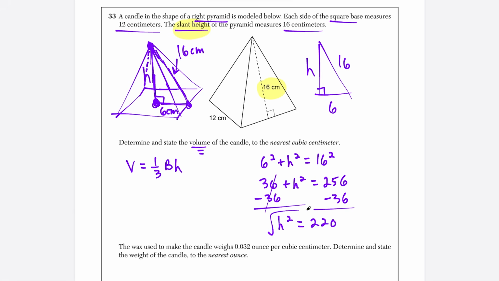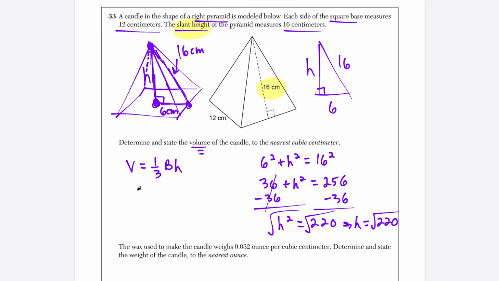So now to solve for H, we just take the square root of both sides. And this tells us that H is equal to the square root of 220. And this we don't actually have to simplify to simplest radical form because we are rounding to the nearest cubic centimeter. And unless they say express your answer in simplest radical form, you don't actually have to simplify. You just have to do it when they tell you to for the geometry regents.